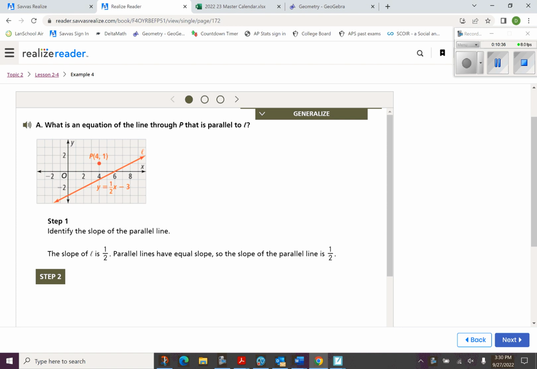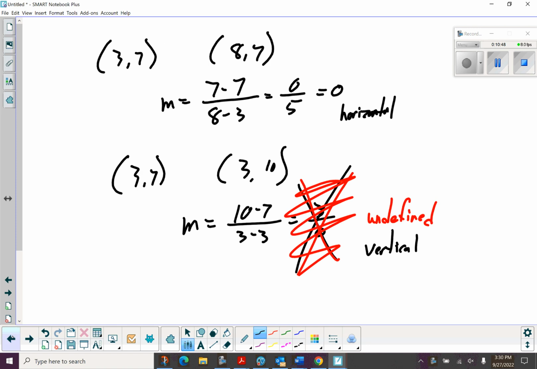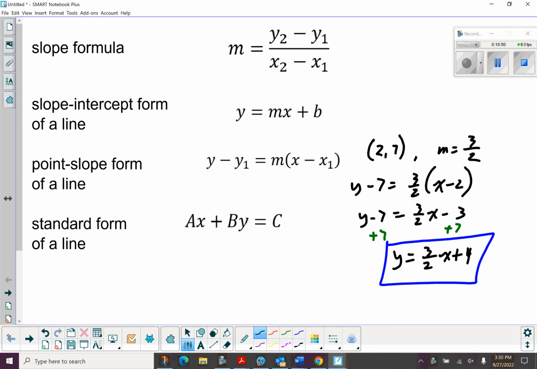So if we want the equation of a line parallel to it, the slope of our second line is also going to be 1/2. And now that we know the slope and we know the coordinates of a point, this is why I wanted to refresh your memory there on the point slope form of a line.